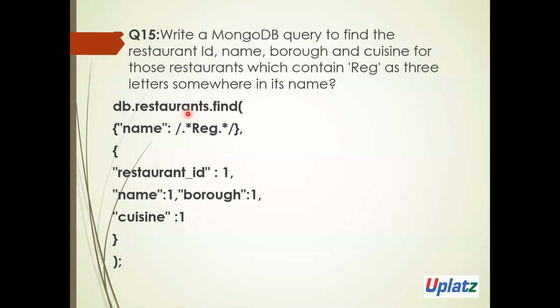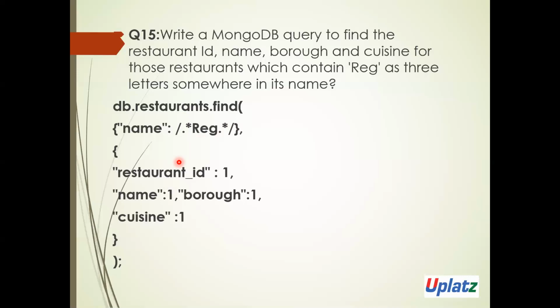The next question is: write a MongoDB query to find the restaurant ID, name, borough and cuisine for those restaurants which contain REG as three letters somewhere in the name. So the next condition is that I want REG anywhere in the name, either at the start, in the middle, at the end, or anywhere. For that my regular expression is dot star REG dot star. This is also a regular expression pattern which we normally use in any programming language.